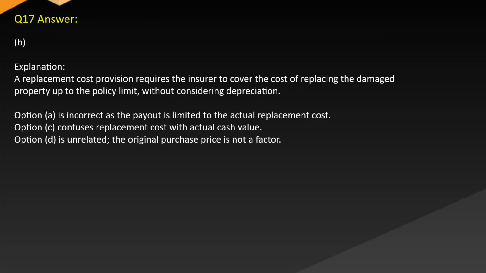Answer B, explanation. A replacement cost provision requires the insurer to cover the cost of replacing the damaged property up to the policy limit without considering depreciation. Option A is incorrect, as the payout is limited to the actual replacement cost. Option C confuses replacement cost with actual cash value. Option D is unrelated. The original purchase price is not a factor.